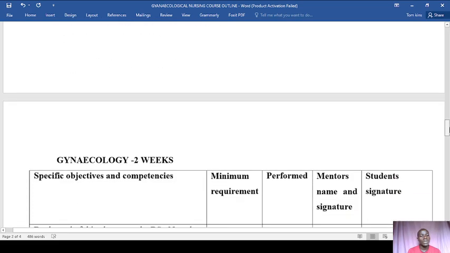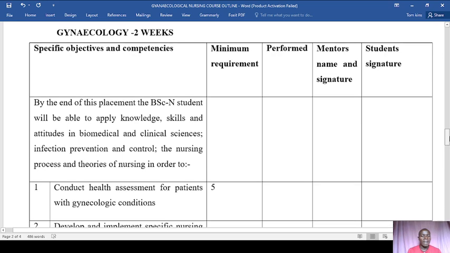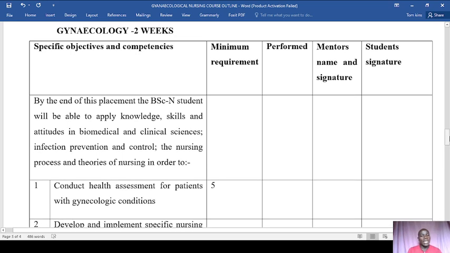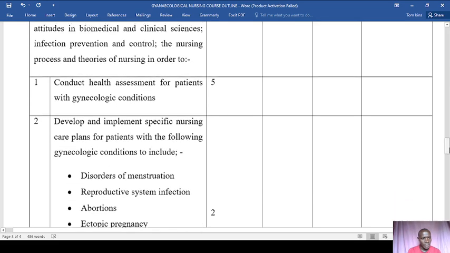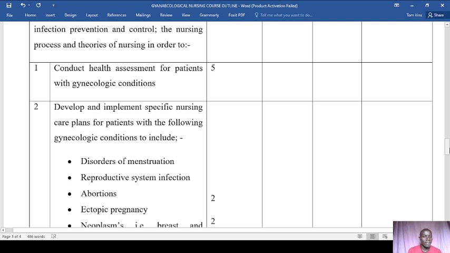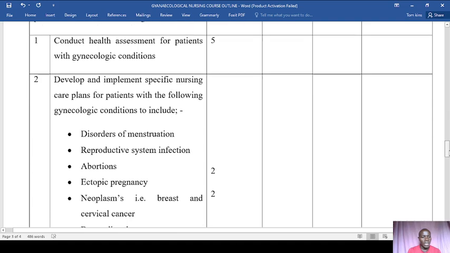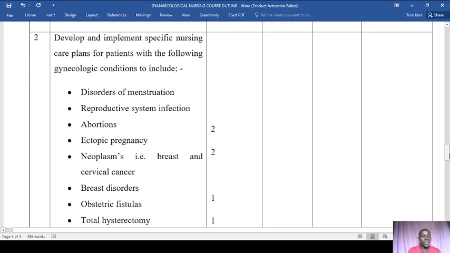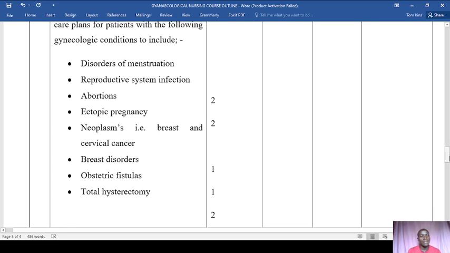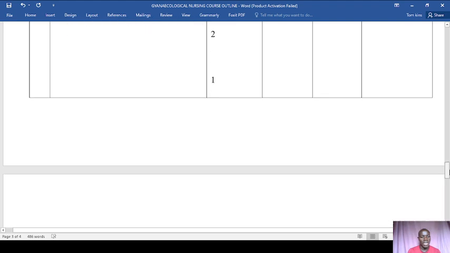For the practical aspect, you'll be placed in the gynecological ward for 2 weeks, and we want you to be able to apply the knowledge, skills, and attitudes in biomedical and clinical sciences, infection prevention and control, the nursing process, and the theories of nursing, so that you are able to conduct health assessment for patients with gynecological conditions. You should be able to develop and implement specific nursing care plans for patients with the following conditions, which are very common: disorders of menstruation, reproductive system, abortions, ectopic pregnancy, neoplasms, especially the ones relating to the breast and the cervix, breast disorders, obstetric fistulae, and also look at a patient who is supposed to undergo total hysterectomy. So at least you should have two patients for each condition for you to have acquired the competences.